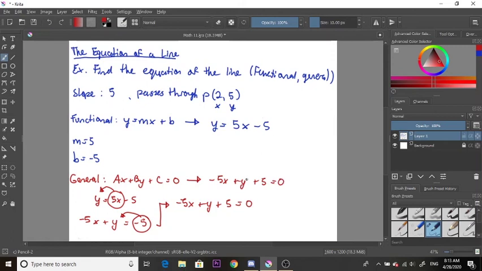So these two formulas describe the same line, but they're just written in different forms.